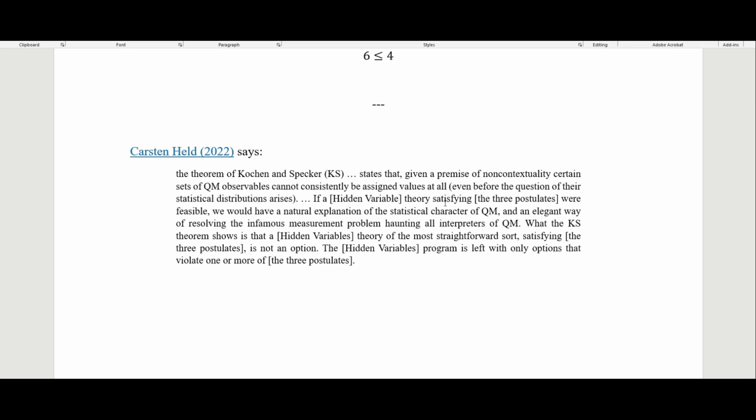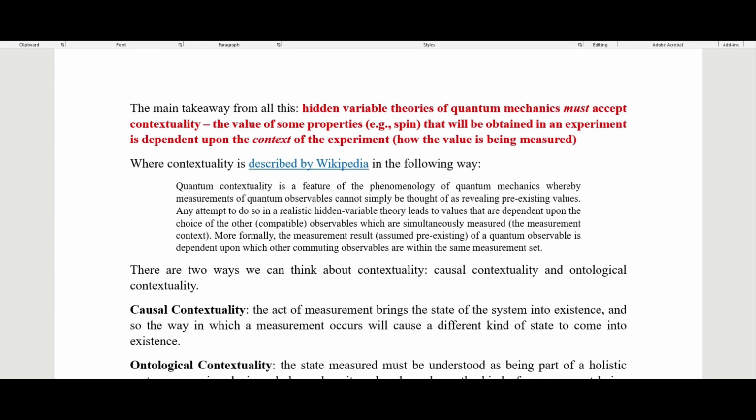So if a hidden variable theory satisfying these three postulates that we were talking about earlier were feasible, we would have a natural explanation for the statistical character of quantum mechanics, an elegant way of resolving the infamous measurement problem haunting all interpreters of quantum mechanics. What the Kochen-Specker theorem shows is that a hidden variables theory of the most straightforward sort, satisfying the three postulates, is not an option. The hidden variables program is left with only options that violate one or more of the three postulates. And so the main takeaway from all this is what I have here in red. Hidden variable theories of quantum mechanics must accept contextuality. The value of some properties, such as spin, that will be obtained in an experiment is dependent upon the context of the experiment.